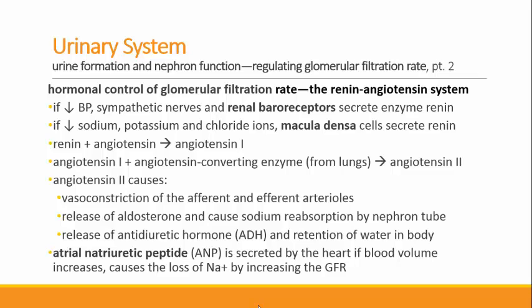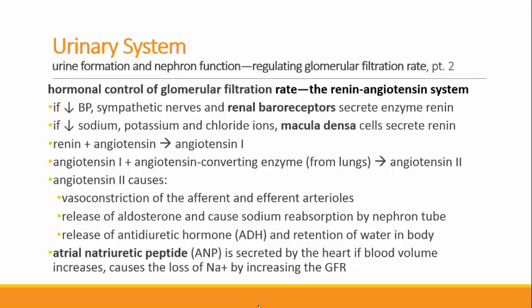Okay, so first thing, this renin-angiotensin system will help to raise blood pressure once again through sodium reabsorption, which helps to retain water, and through antidiuretic hormone, which also helps the body to retain water. And then also a material called atrial natriuretic peptide. So atrial natriuretic peptide, ANP, is secreted by the heart if the heart notices that blood volume increases.